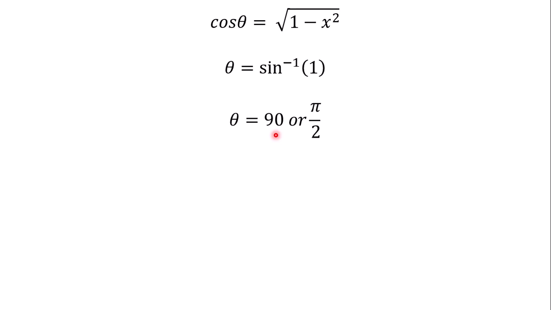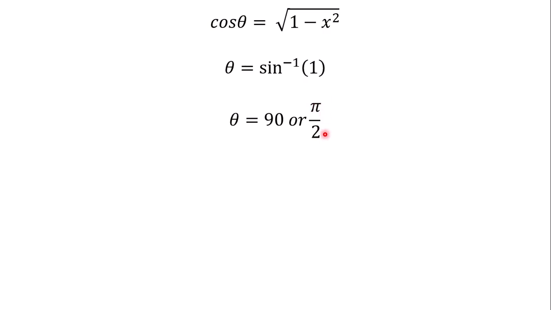When you do it this way, you are not wrong. But normally, generally, we convert it to radians, and the radian of 90 degrees is pi over 2. Now, the positive one gave us this.